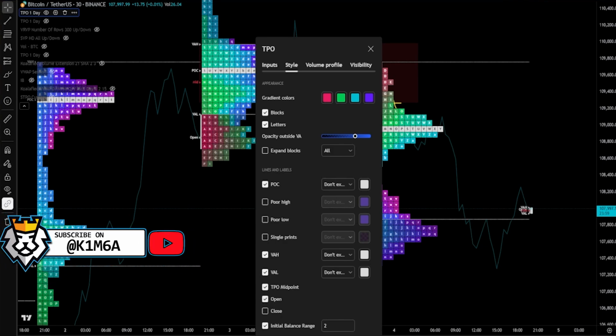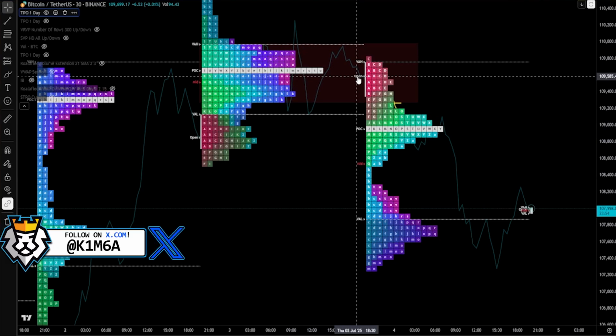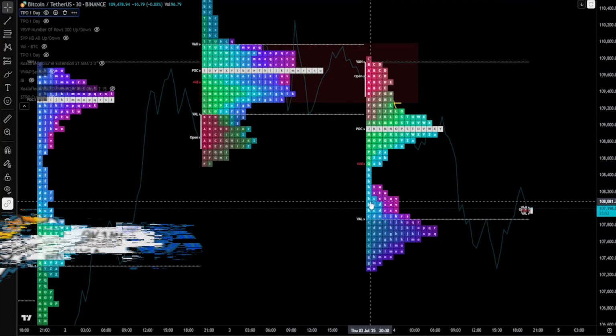So it's always nice to have the daily open as a reference point for a daily session, and then the midpoint, it's the 0.5.